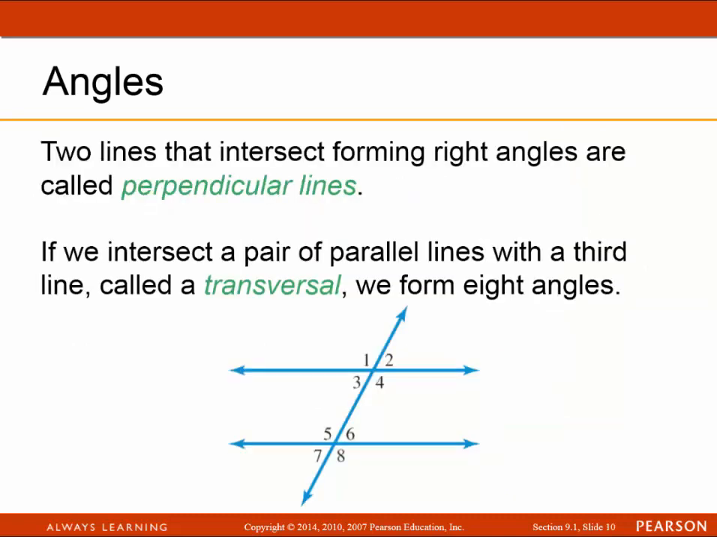Now the next thing that we're going to talk about are perpendicular lines. Now there isn't an image of perpendicular lines, but two lines that intersect forming right angles are called perpendicular lines. And if you can imagine a cross, essentially, we can consider those to be perpendicular lines. Now if we intersect a pair of parallel lines with a third line called a transversal, we form 8 angles. And here we have the two parallel lines, a transversal that intersects both of them, and the 8 angles that are formed. And there are relationships for these 8 angles.